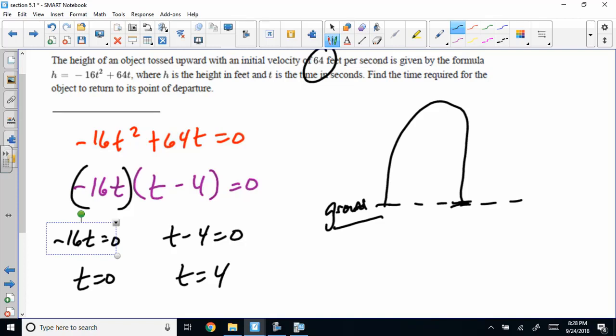Now, my next question would be this. How long did it take to get to the top? Yeah, so how long would it take to get to the top? No. 2. 2 going up and 2 going down for a total time of 4. Right?